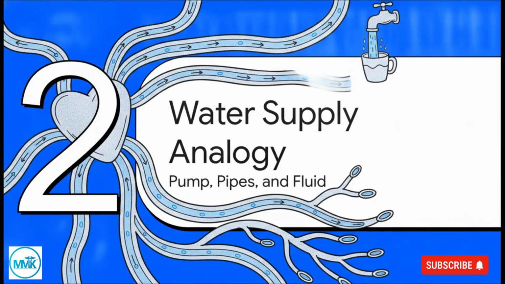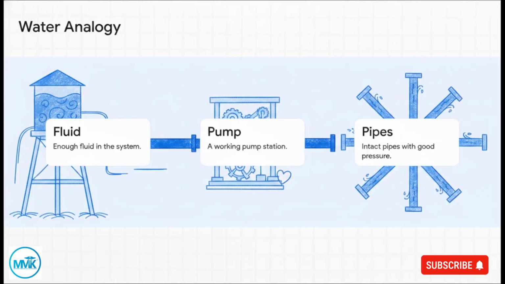Section 2. The water supply analogy. To really visualize this, I want you to think of the cardiovascular system exactly like a city's water supply. If you're trying to get water to the houses in a city, or oxygen to your cells, you absolutely rely on three basic things. Step 1, you need enough fluid in the system. Step 2, you need a working pump station, which is your heart. And step 3, you need intact pipes with good pressure, and those are your blood vessels. If any single one of those three elements fails, your cells don't get oxygen, and bam, you get shock. It really is that simple.